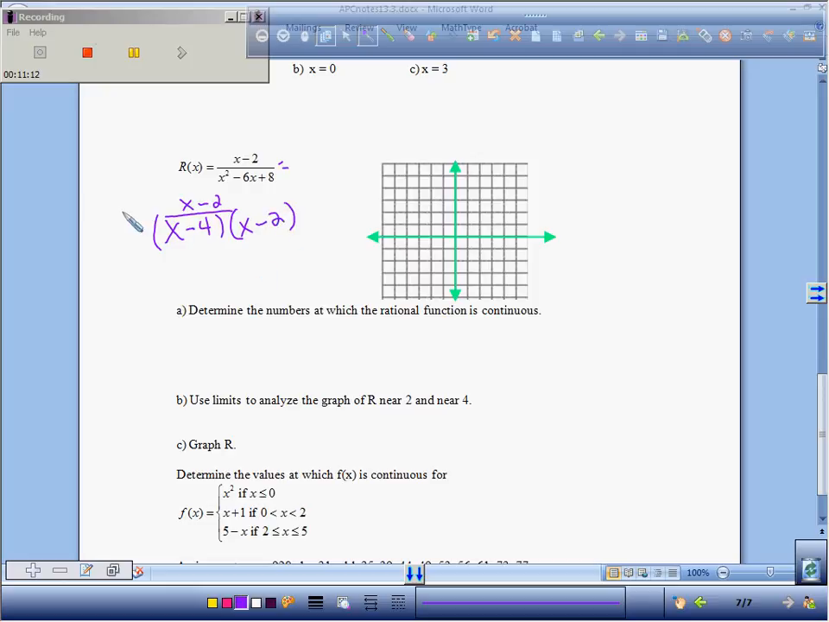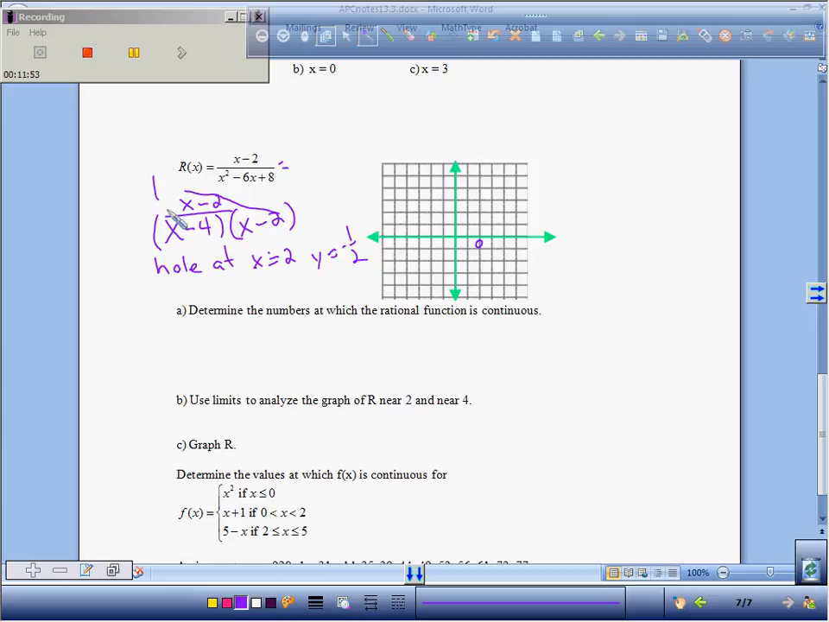Okay. So this thing has a couple different things going on here. One thing it has is a hole at x equals 2, and to find out what the y value is, I can just plug in 2 in here. There's a 1 here, right? 1 over 2 minus 4 is negative 2. y equals negative 1/2. So I know that at (2, negative 1/2) there's a hole in my graph.